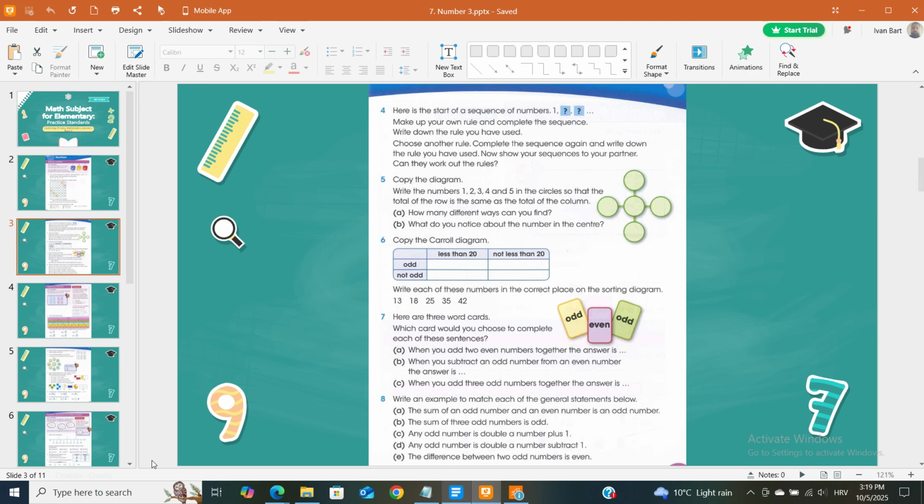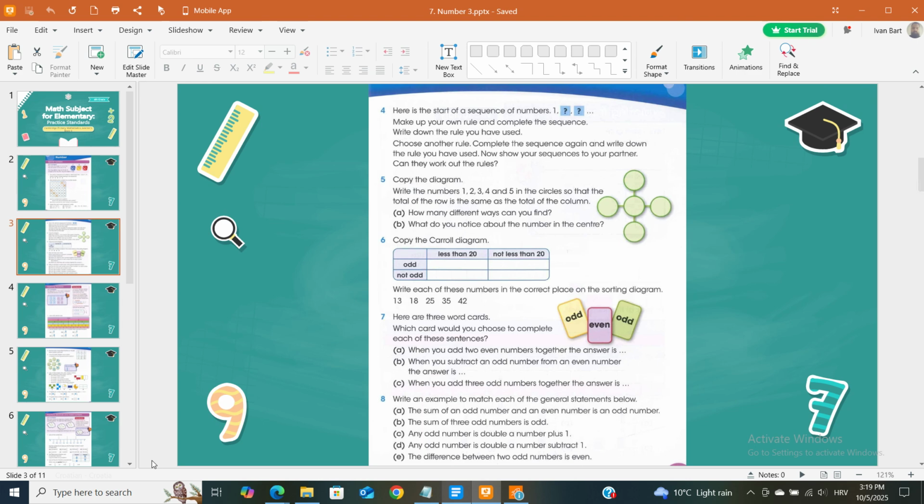5. Copy the diagram. Write the numbers 1, 2, 3, 4 and 5 in the circles so that the total of the row is the same as the total of the column. (a) How many different ways can you find? (b) What do you notice about the number in the center?